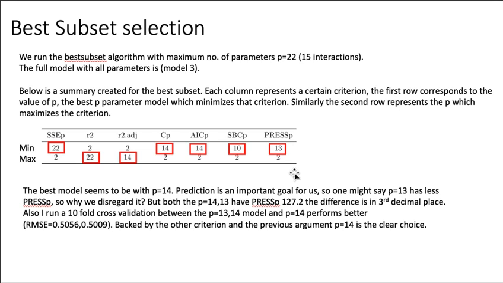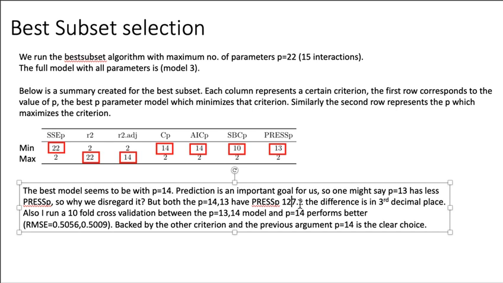As I mentioned in the research question, one of our main goals is prediction. So one might say, oh, but we should choose the model with 13 predictors, we can't disregard it. So I compared p equal to 14 and 13. Actually the PRESS p values are almost the same, and the difference is only in the third decimal place. Also, for satisfaction, I ran a tenfold cross validation between the p equal to 13 and p equal to 14 models, and the p equal to 14 actually performs better in terms of the root mean square error metric. So with all that considered, basically 4 of the criteria prefer the p equal to 14 model, and that's what we use and proceed with.